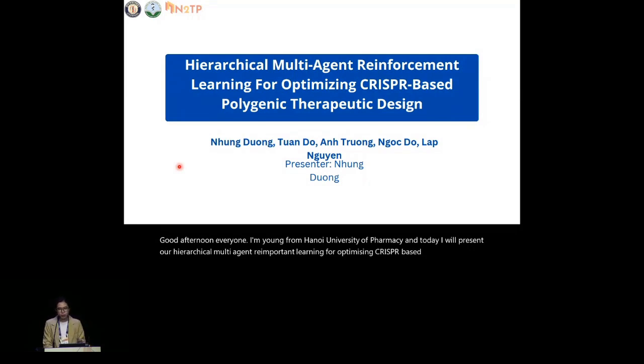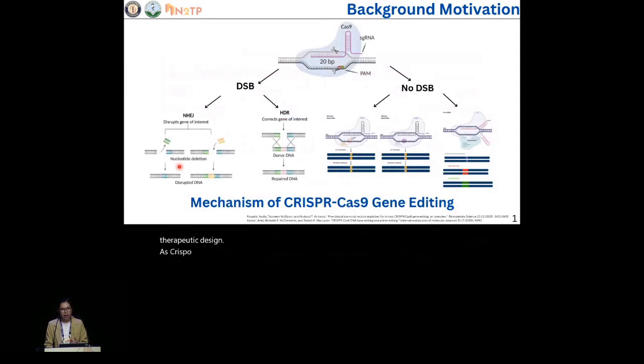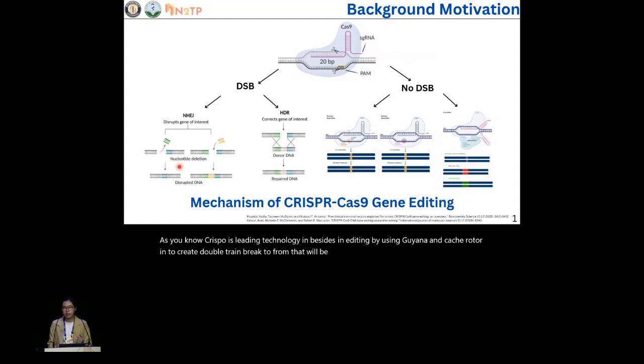As you know, CRISPR is a leading technology in precise gene editing, using guide RNA and Cas protein to create a double strand break. From that there will be gene knockout, or using a template for gene knock-in. However, the off-target effect is the main concern. So recently, advancements like base editing or prime editing are being used as more accurate and effective alternatives.